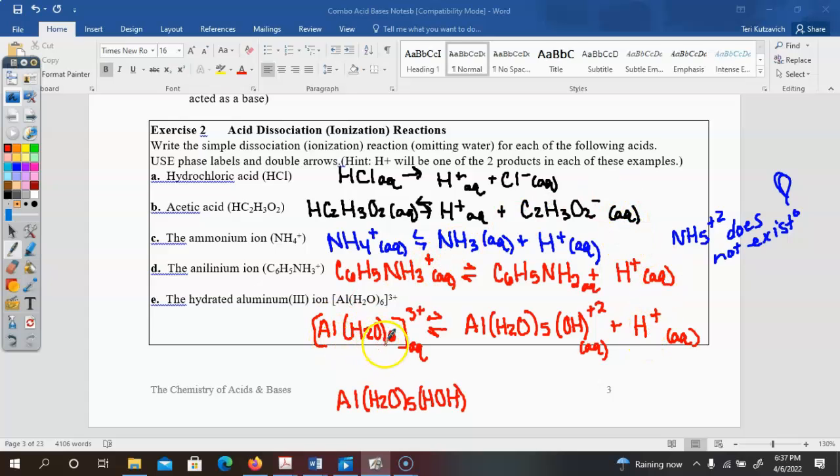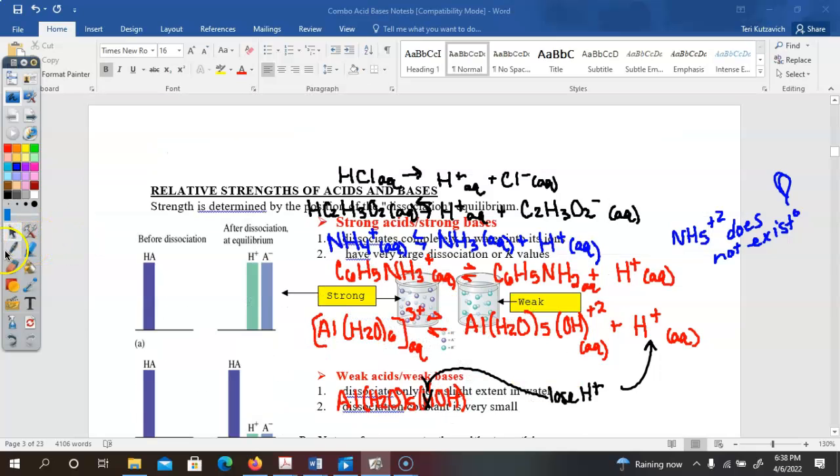This guy right here, it's a little bit harder to see, so just break it up into AlH2O5 plus HOH. So if you add these together, it's H2O6. Now what has to happen? You have to lose this proton right here, so you're going to lose that H+, and that's what we have right here. And if you're losing this H+, you're left with OH. So you lost a positive charge, so you went from +3 down to +2. Acid dissociation reactions.